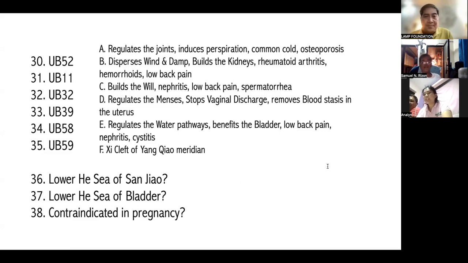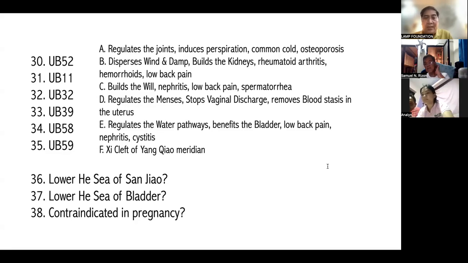For number 30, urinary bladder 52. Letter C, builds the will, nephritis, low back pain, and spermatorrhea. Alam nyo naman, magkatabi po ang bladder 23 and bladder 52. So, this is very good for those people na mahina ang loob, those who do not have the persistence or walang survival mode. So, para lumakas yung loob, you use bladder 52. You have to locate bladder 23 first, then another 1.5 cun, that's bladder 52.